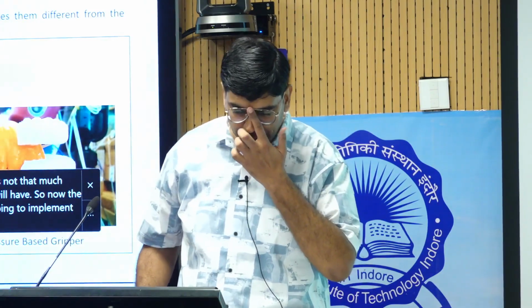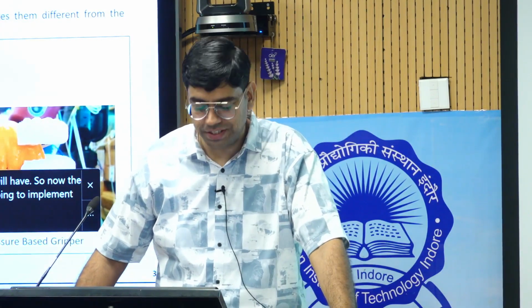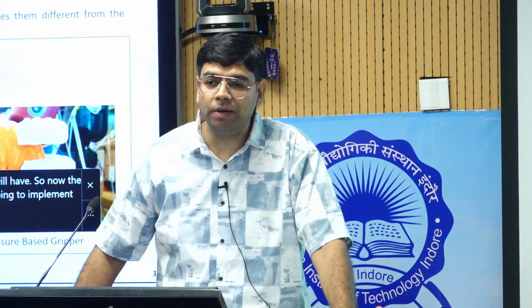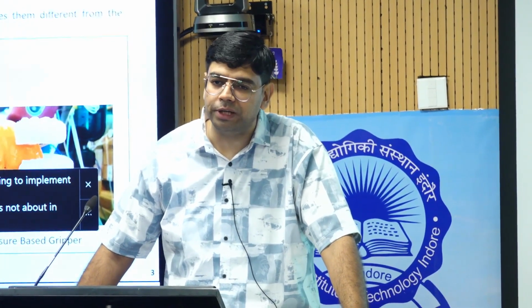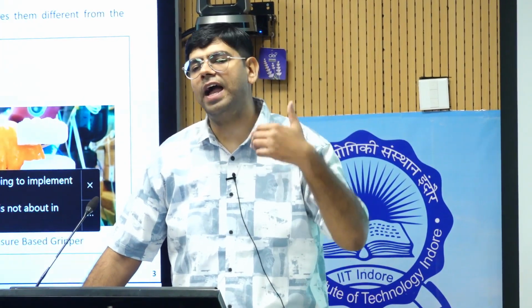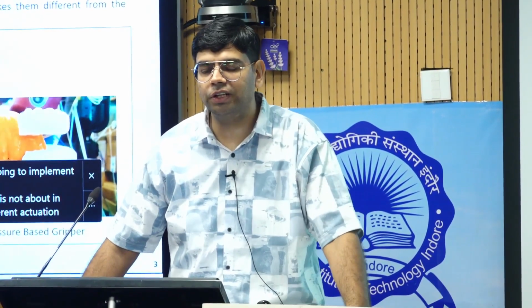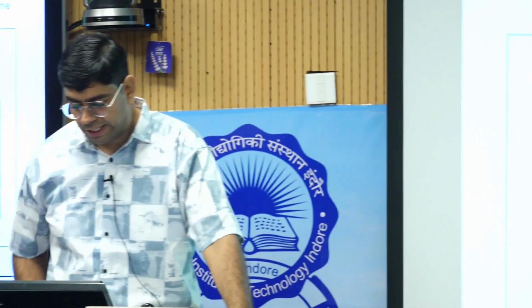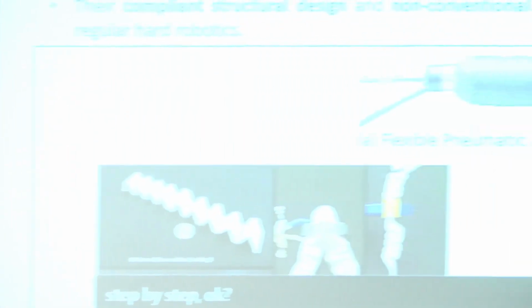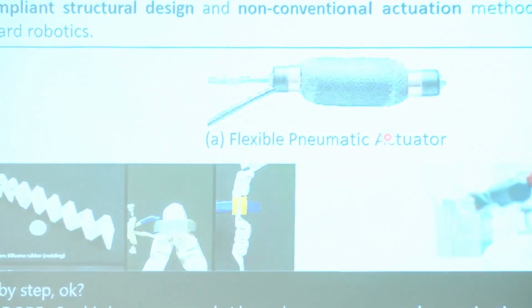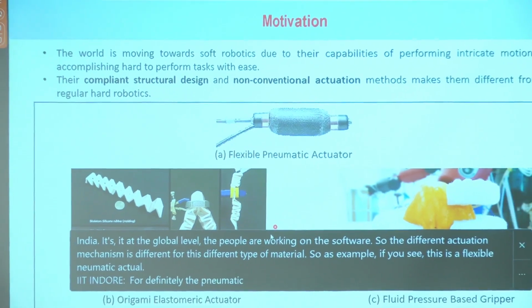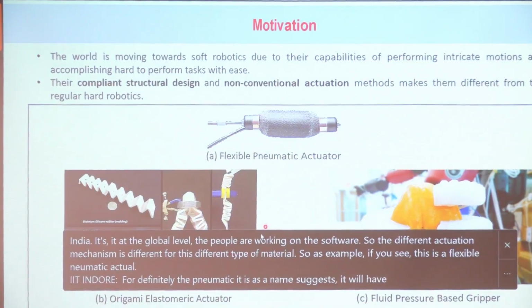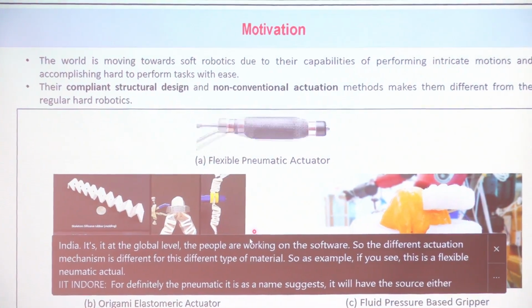So this is some example I have shown you to get the motivation. It is not about India, it's at the global level, the people are working on this soft active material. So the actuation mechanism is different for different types of material. As an example, this is a flexible pneumatic actuator. Definitely, as the name suggests, it will have a source of either air or some fluid. Okay, that is one thing.